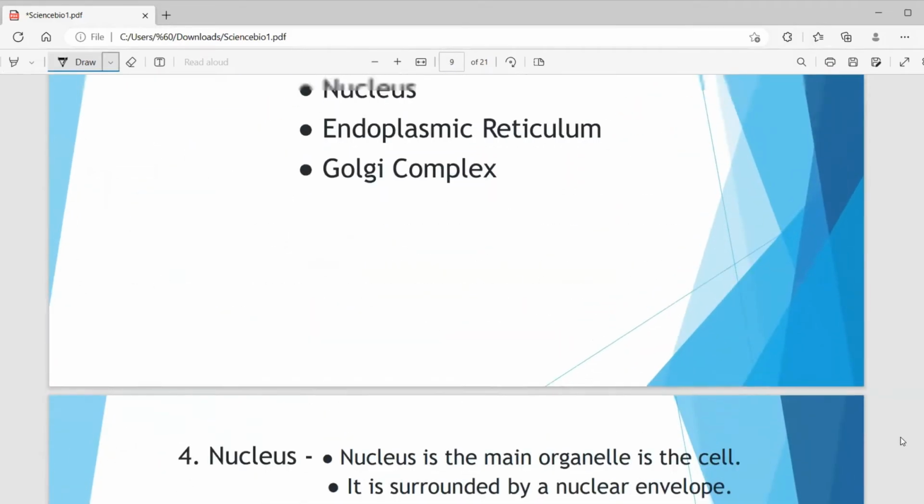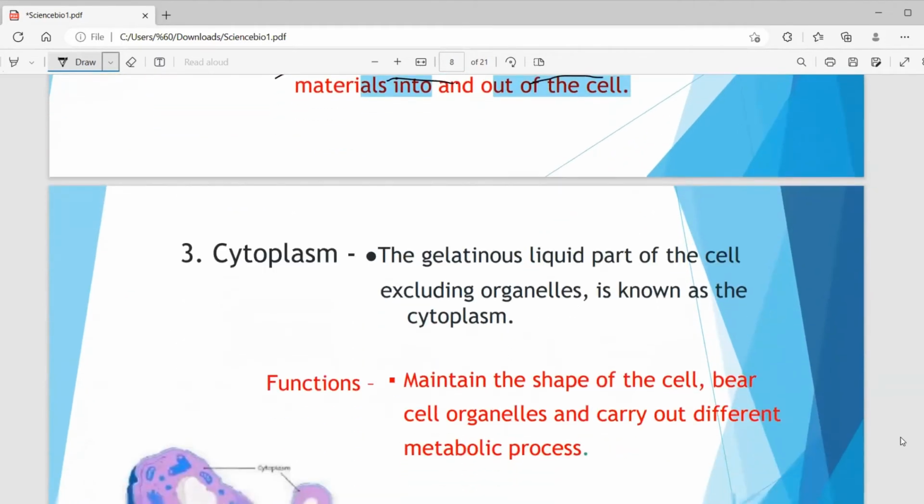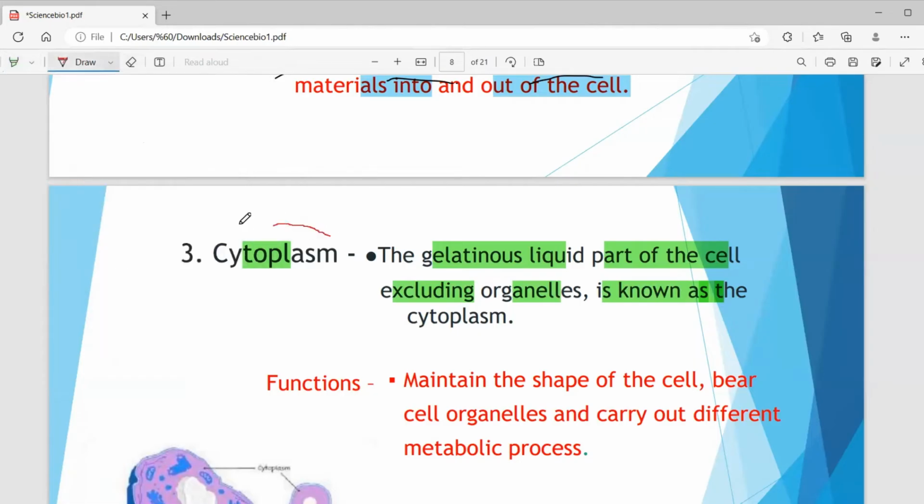Next one, cytoplasm. You can see what is the importance of the cytoplasm. Cytoplasm is one of the structures. It is mainly the gelatinous liquid part of a cell, like a jelly-like substance, including the organelles. That is a jelly-like matrix. When you remember the terms and specification, the cytoplasm is mainly a jelly-like structure.